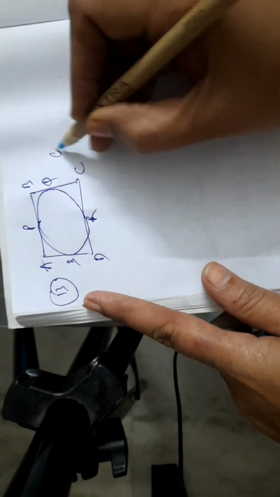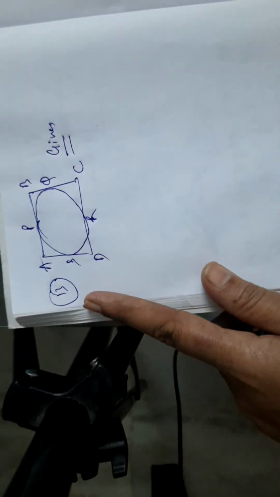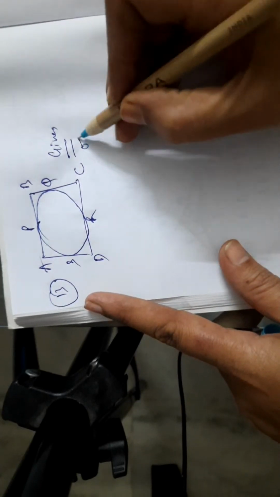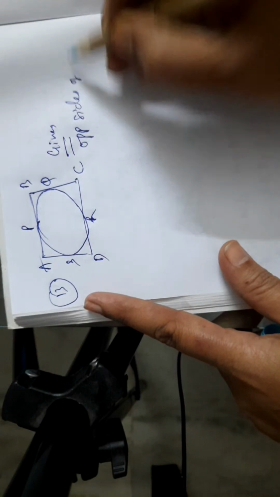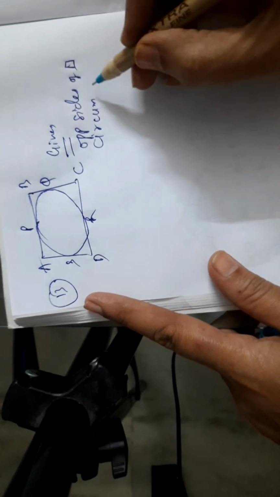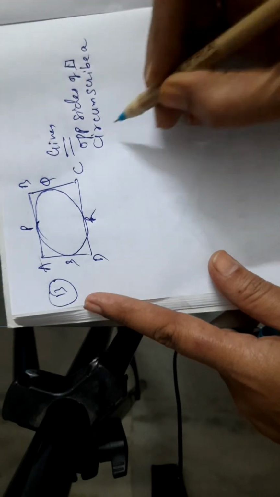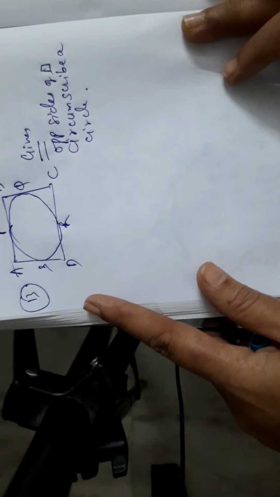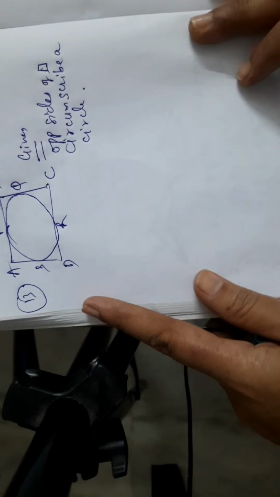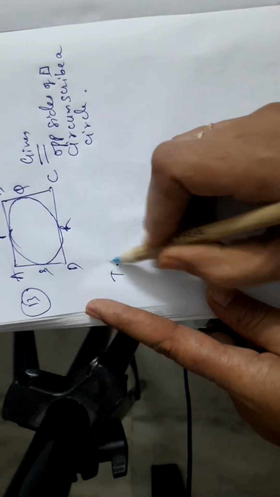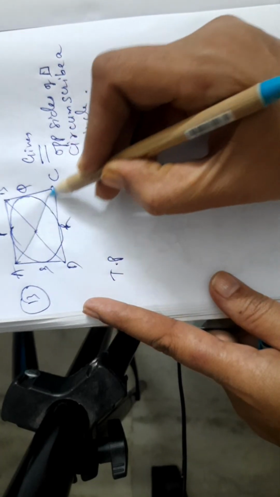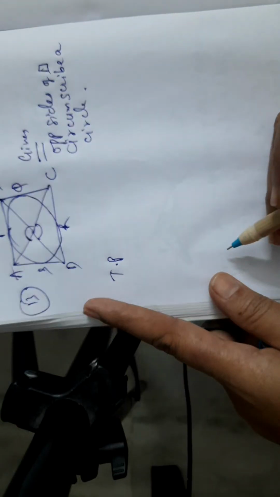So here, given: the quadrilateral circumscribes a circle. We need to prove that opposite sides subtend supplementary angles at the center. These angles are supplementary, we need to prove.